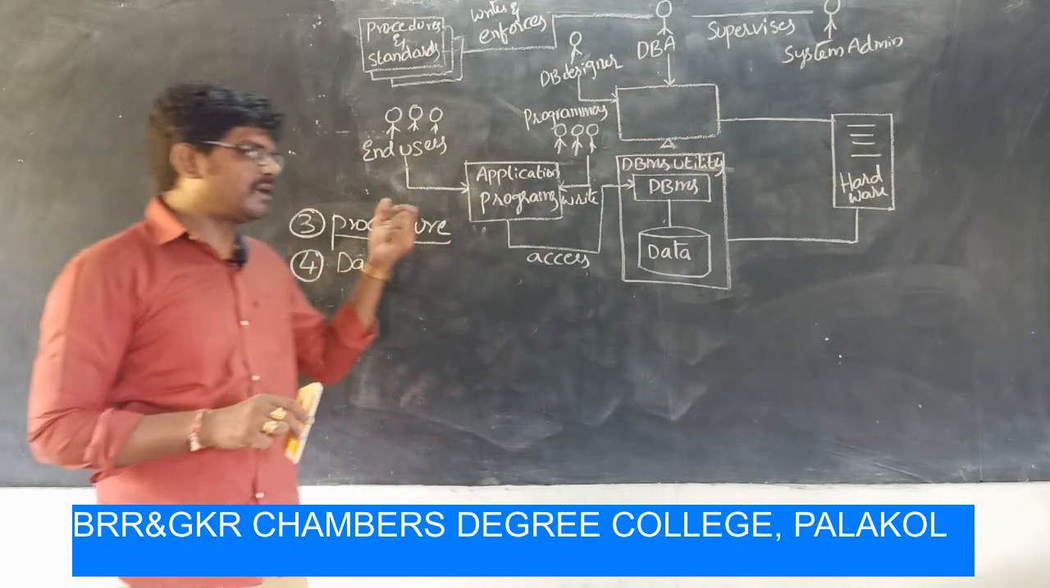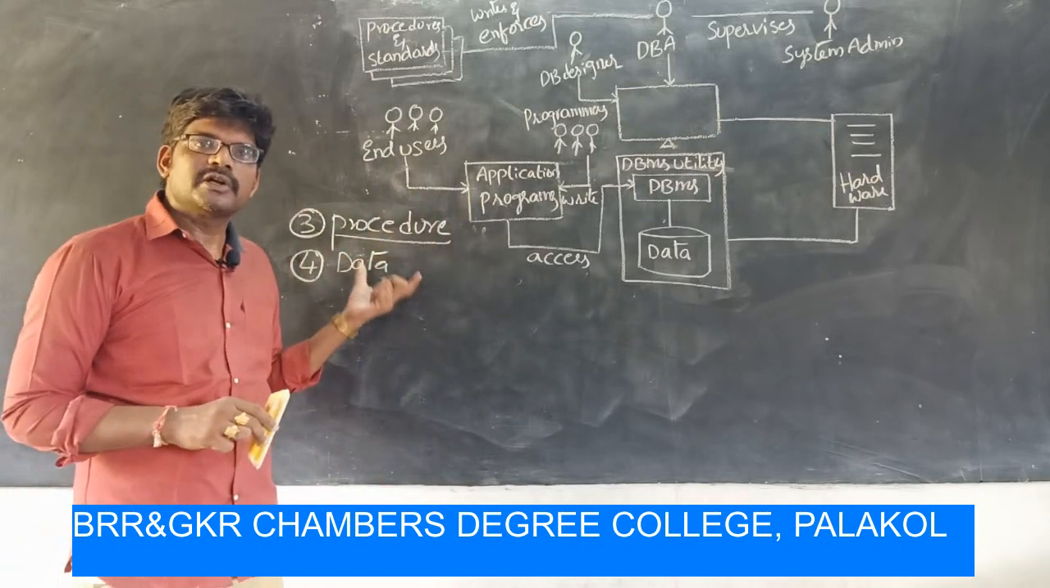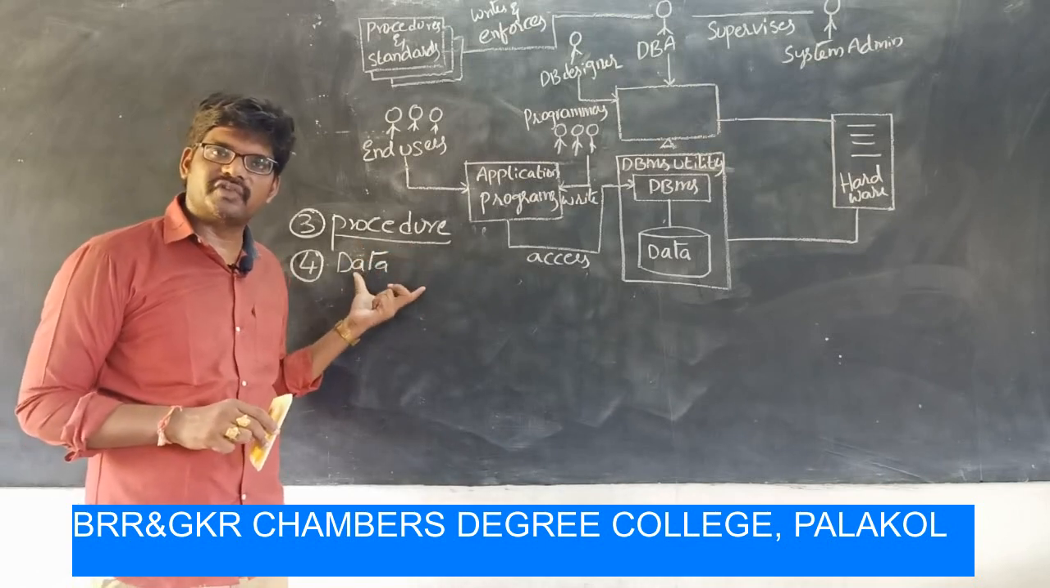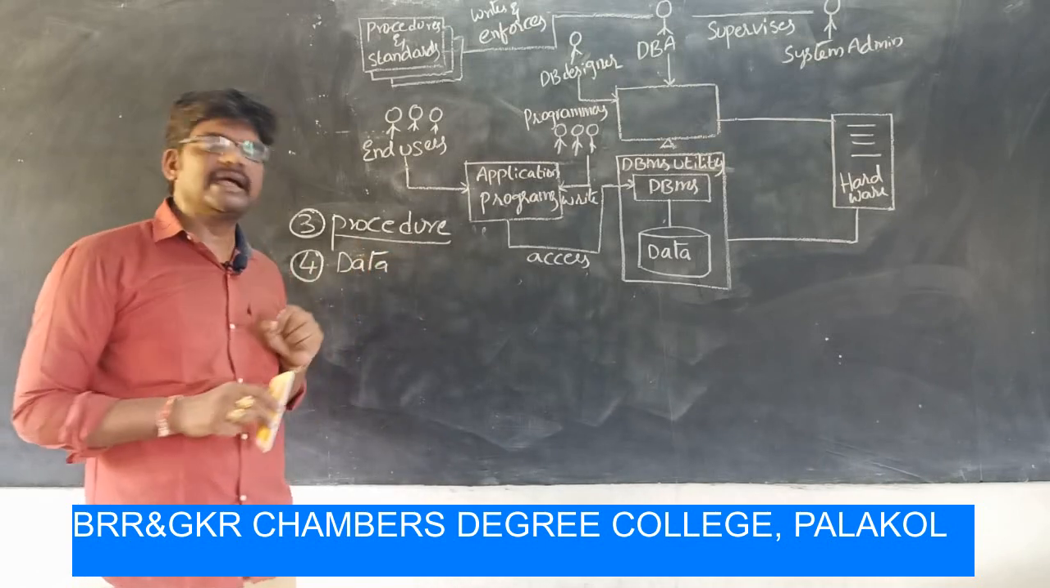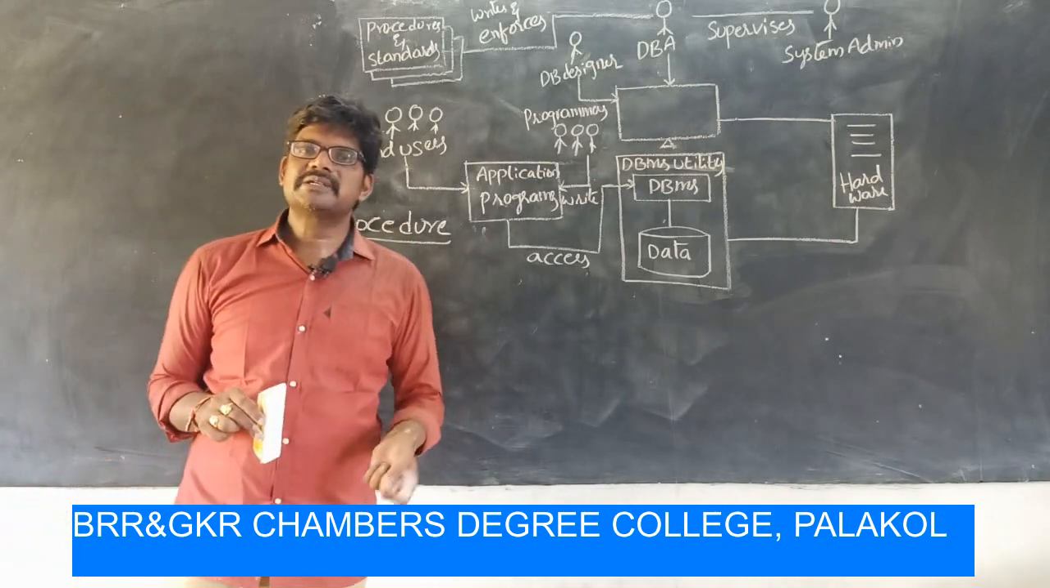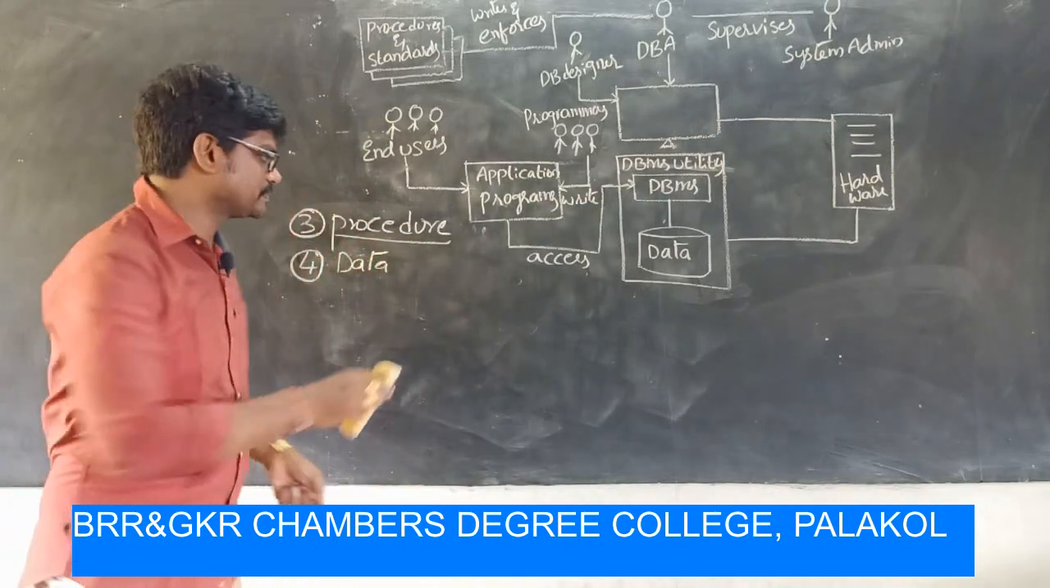So how many components have we discussed now? 4 components are discussed now: hardware, software, procedure, and data. Now we are discussing the interacting persons within the database.